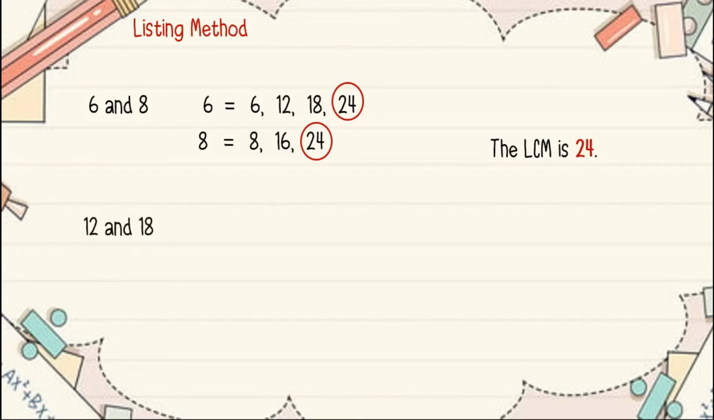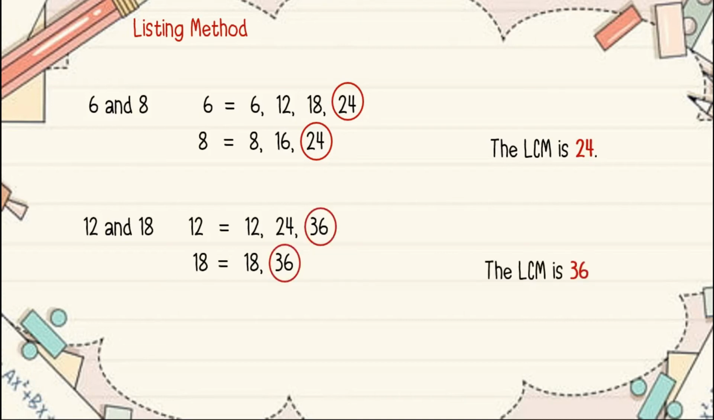Next, 12 and 18. Let's have the multiples of 12. They are 12, 24, 36, 48, and so on. The next number is 18. The multiples of 18 are 18, 36, 54, and so on. Now, the first multiple they have, or the smallest multiple they have, is 36. Thus, the LCM of 12 and 18 is 36.